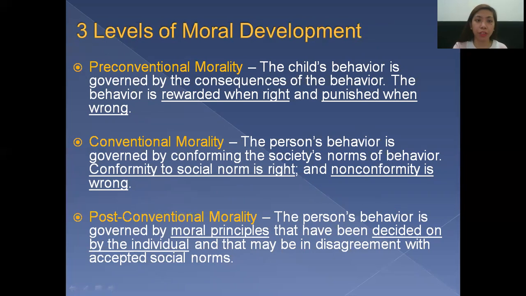The second level is conventional morality. The person's behavior is governed by conforming to society's norms of behavior. For example, a child criticizes his or her parent for public smoking because it is against the stated laws. The third level is the post-conventional morality. The person's behavior is governed by moral principles that have been decided on by the individual and that may be in disagreement with accepted social norms. For example, a reporter who wrote a controversial story goes to jail rather than reveal the source's identity.